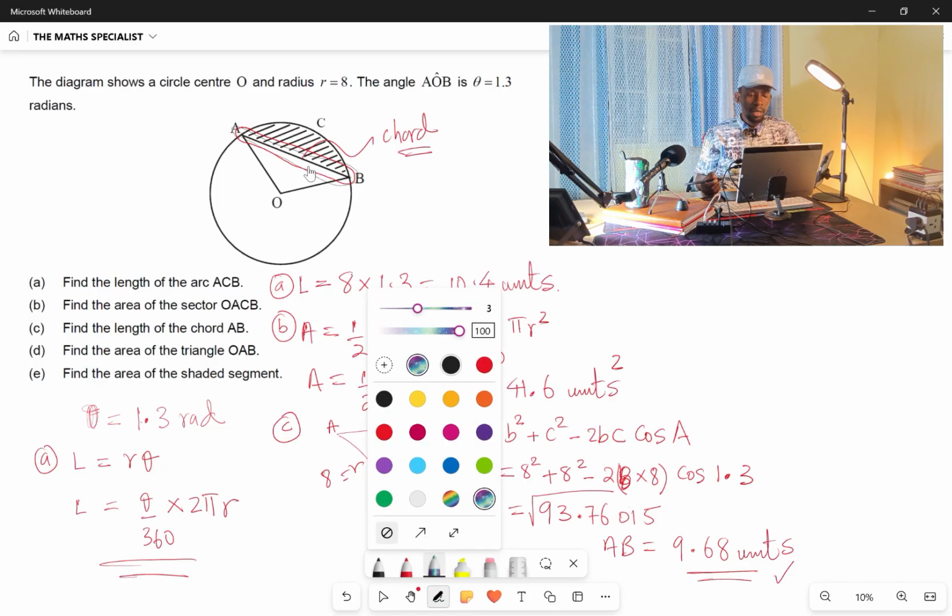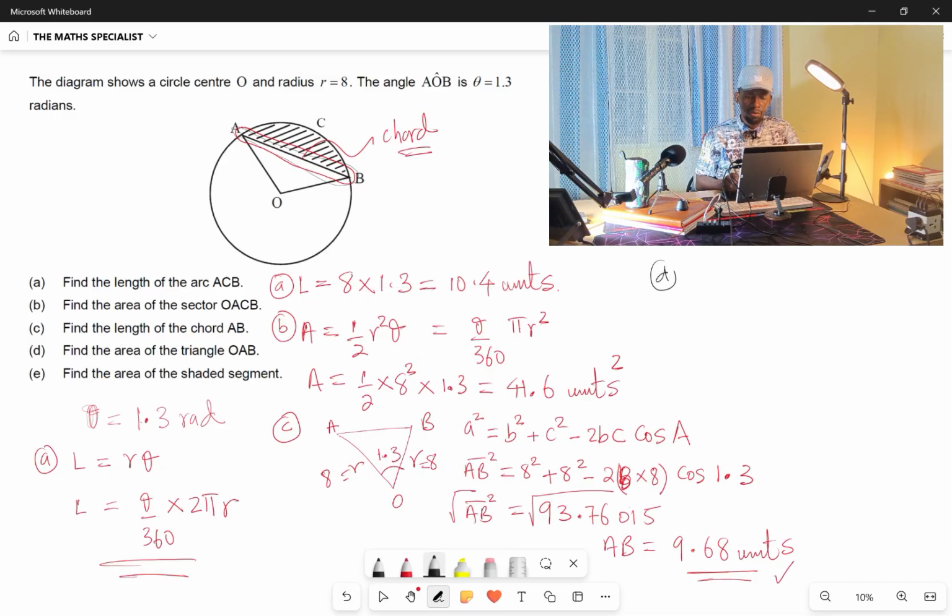Then part D, it says find the area of a triangle. We are finding the area of a triangle. The area of a triangle, we know, is given by area equals a half ab sine of angle C. So this is 8, this is 8, this is 1.3, so it is a half. Our a is 8, our b is 8, our sine of angle C is 1.3. Very simple.